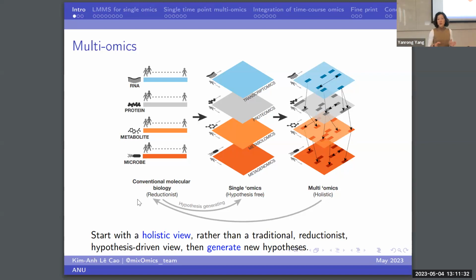So the first part of my talk, I'm just going to talk about one single omic, just to make things simpler. So I'm going to talk about microbiome data, the study of the bacteria in a particular body site.